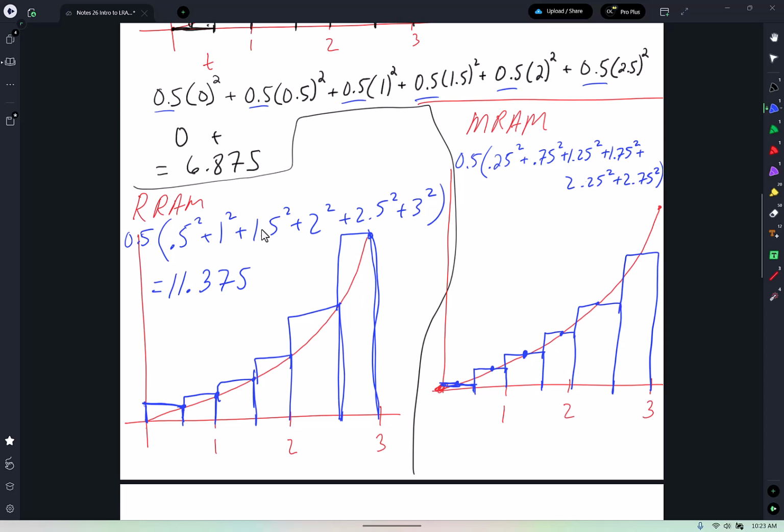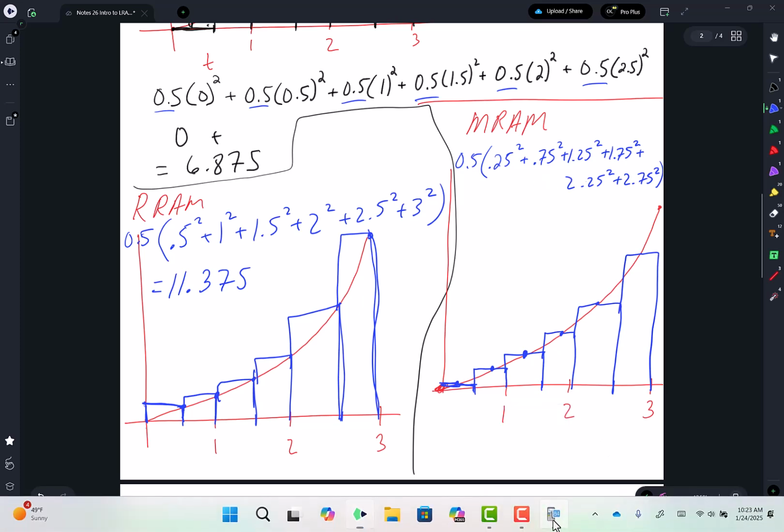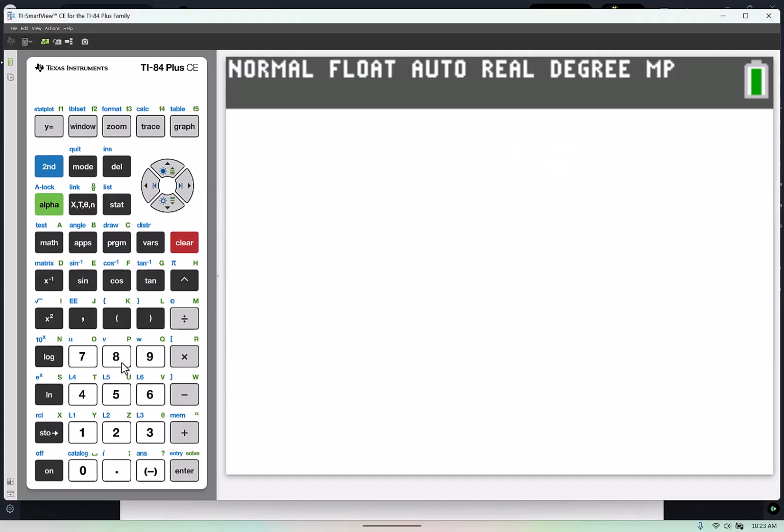I factored out the 0.5 times height, times height. Can someone do that and tell me what answer you get? And I'll do it here as well, but I'll factor out the 0.5 and then.